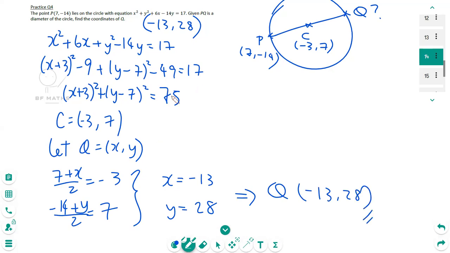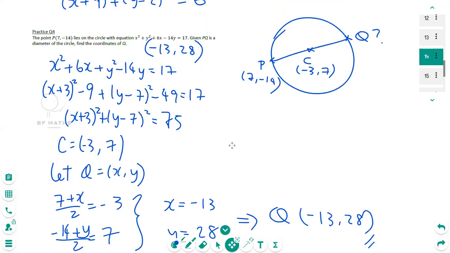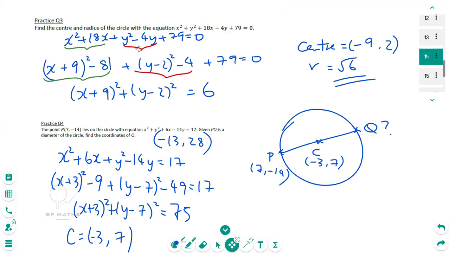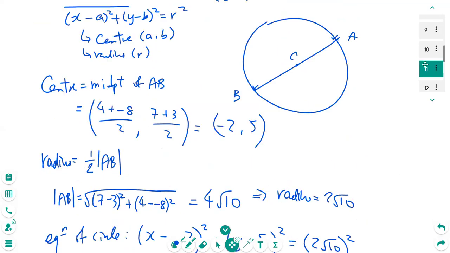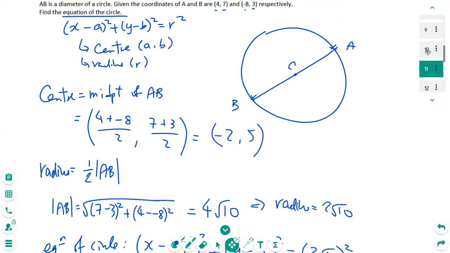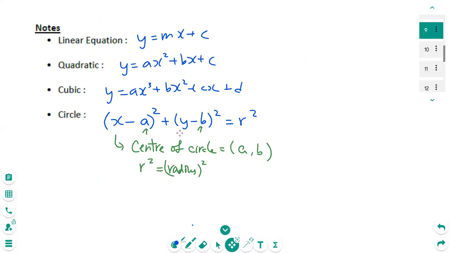And that's the end of the lesson. In this lesson, we talked about the center of the circle, the equation of the circle, and the radius. The main key takeaway for this lesson is for you to recognize the center of the circle and the radius. All right.